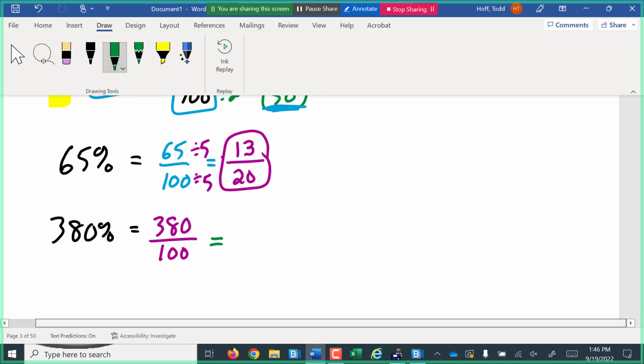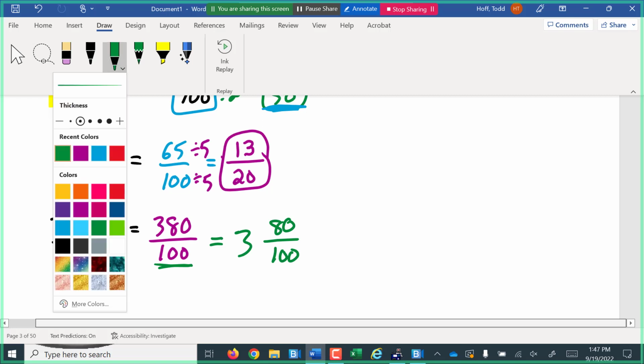It's probably easiest to do the mixed number at this form because you're dividing by 100. How many times does 100 go into 380? 3 times, right? With how much left over? 80. Good. So like I said, when the denominator is 100, it's really easy to bring that from an improper fraction down to a mixed number.